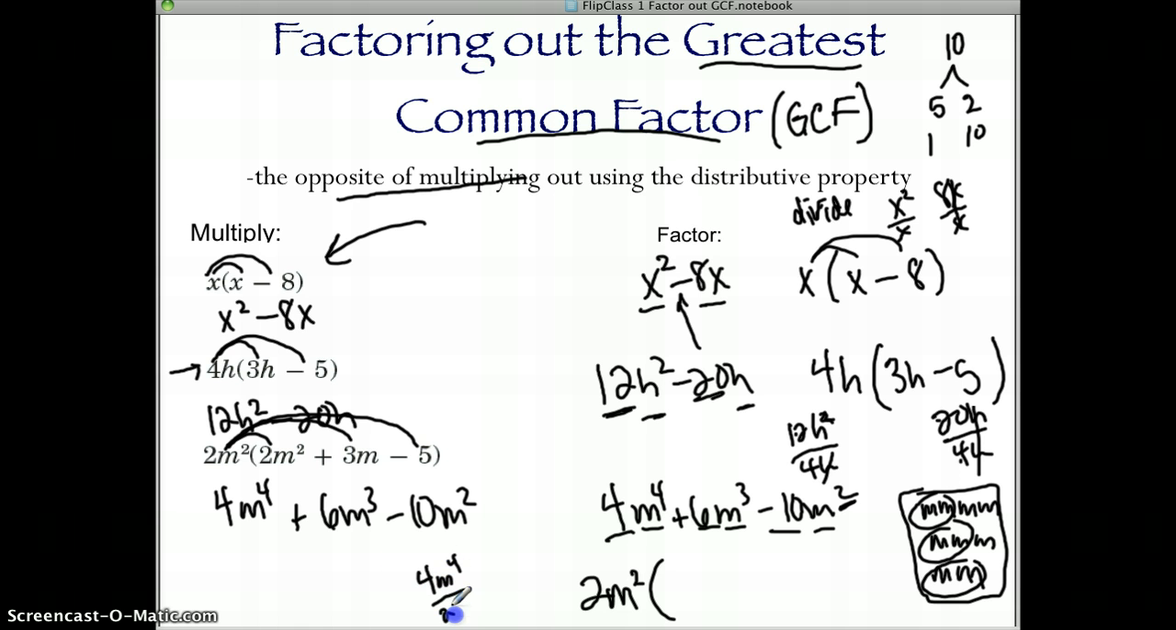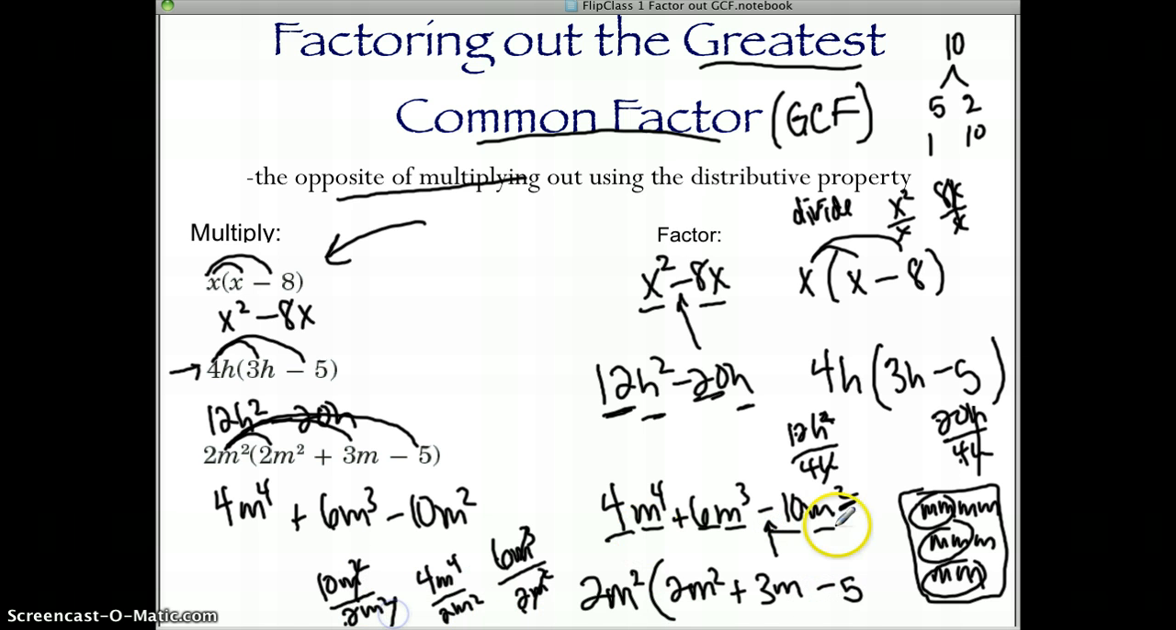4m to the 4th divided by 2m squared. 4 divided by 2 is 2. M to the 4th divided by m squared is m squared. And then 6m cubed divided by 2m squared. 6 divided by 2 is 3. M to the 3rd divided by m squared is m. Right? You have 1 left over. 3 minus 2 is 1. And then 10m squared divided by 2m squared. 2 goes into 10 5 times. That's a minus, so it's minus. M squareds cancel. So you have 2m squared times 2m squared plus 3m minus 5.